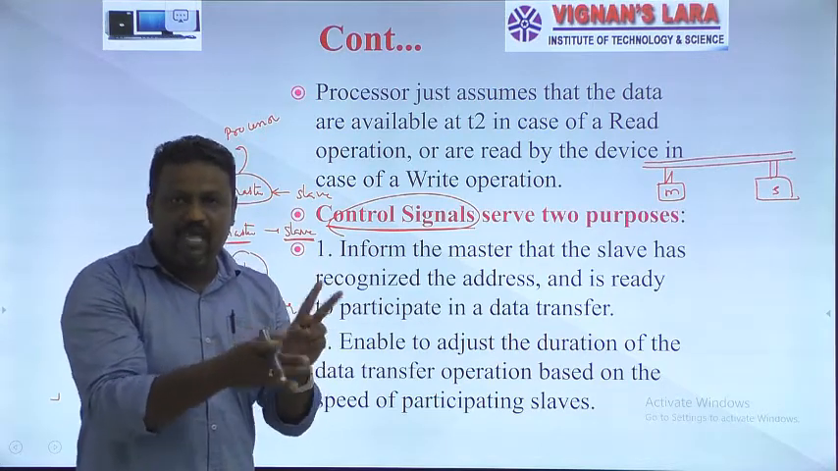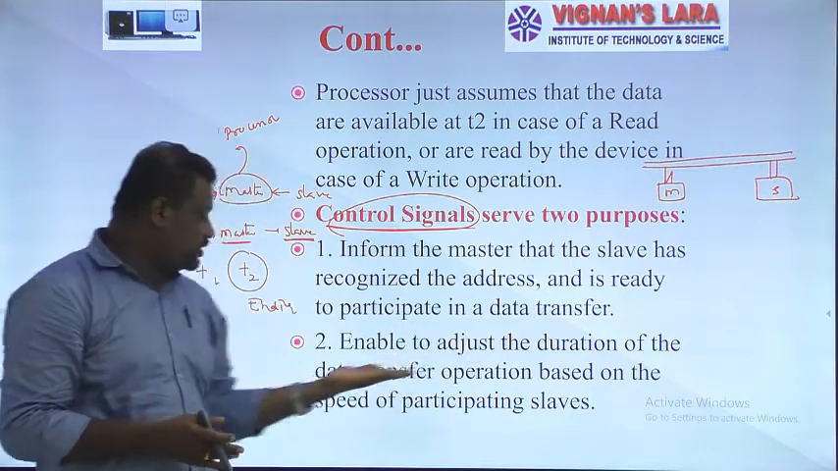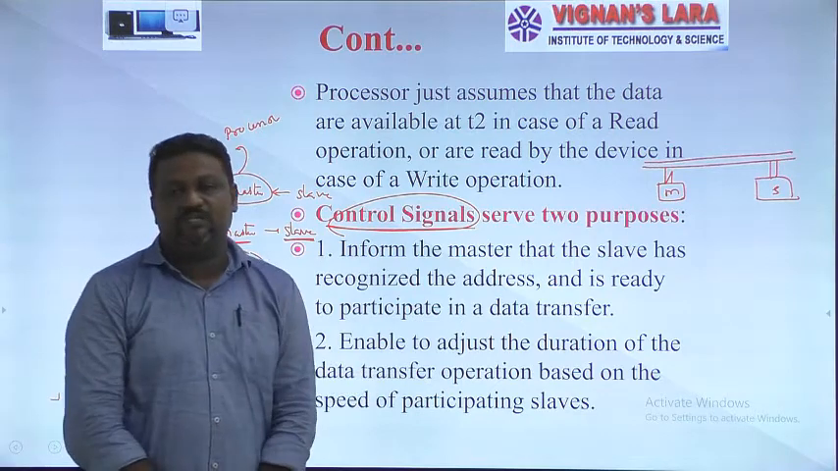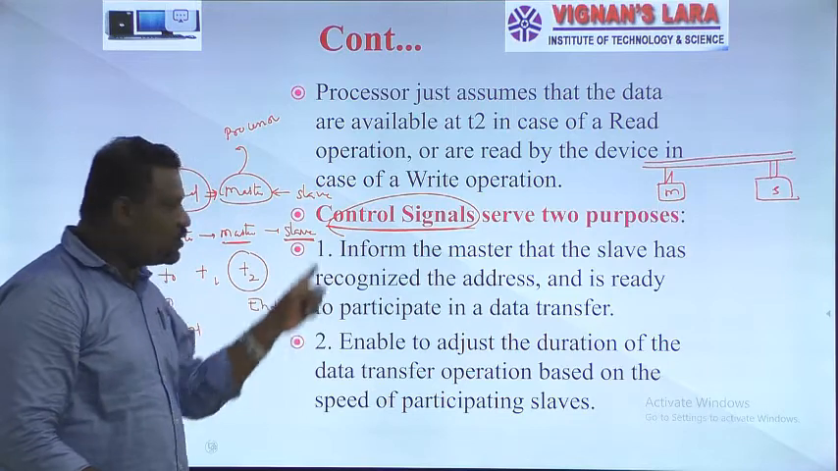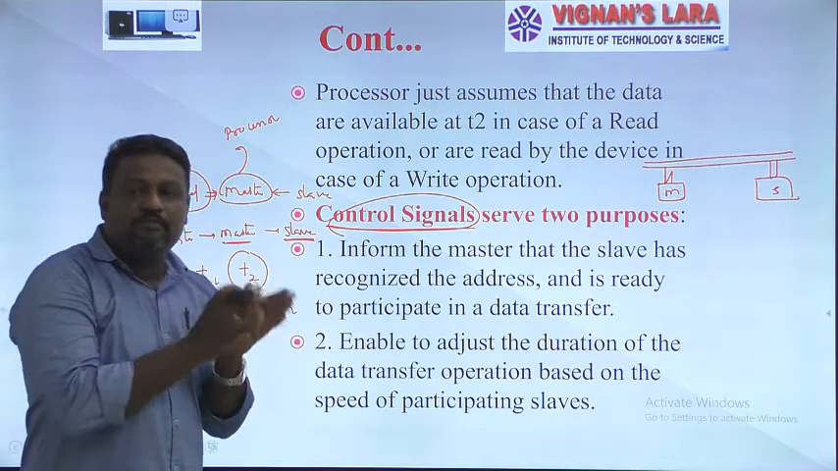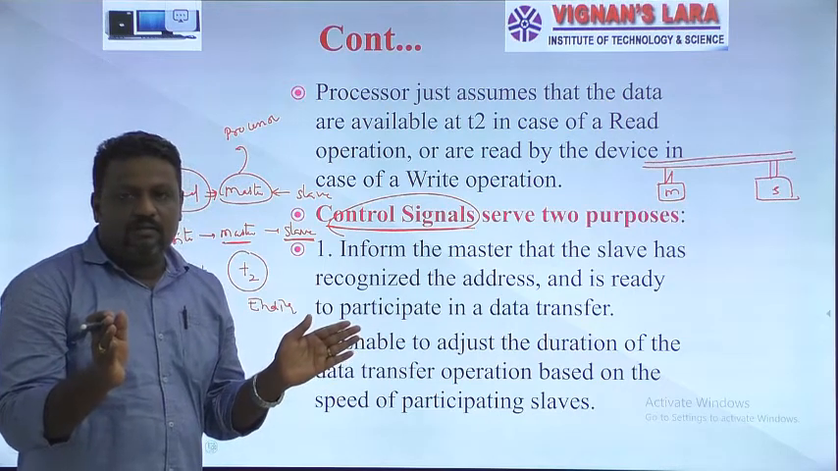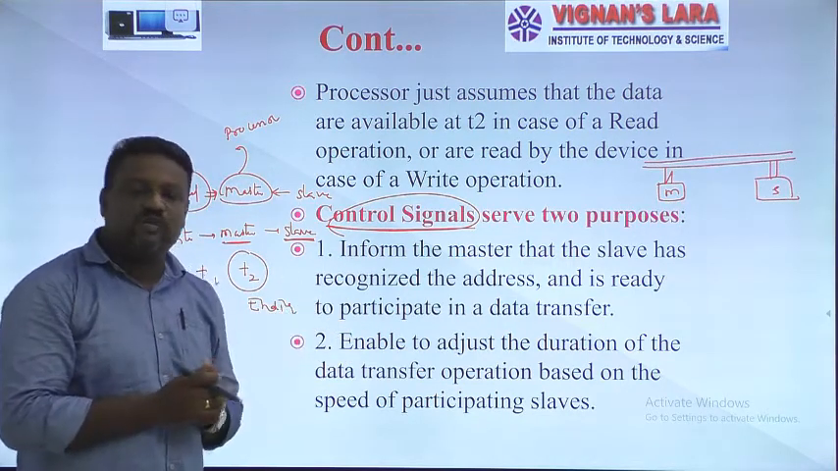That is number one. And number two is it is unable to adjust the duration of the data transfer operation based on the speed of participating slaves. So with the help of the control signals, I can go and get these two types of information. Without this, there is no chance for me. The communication must be done in an effective way in this synchronous serial communication.